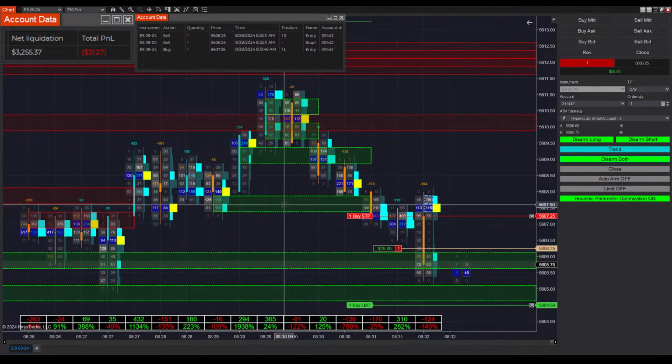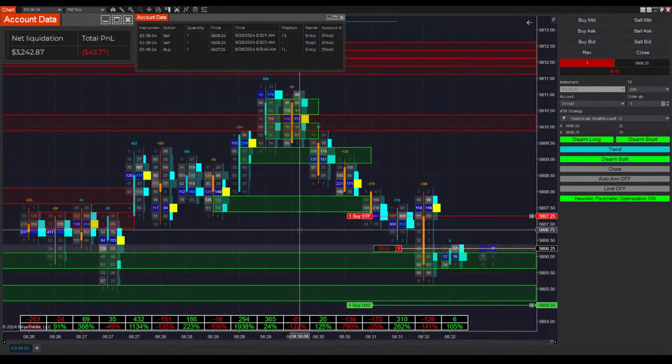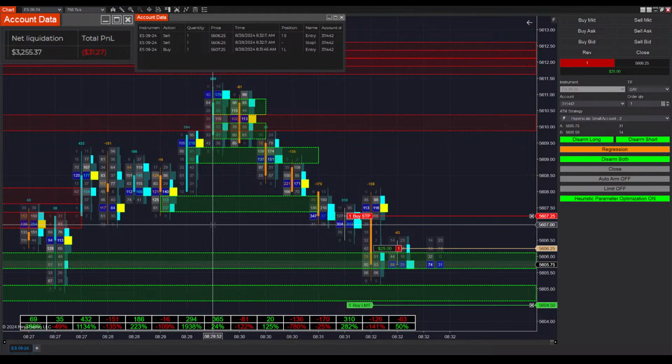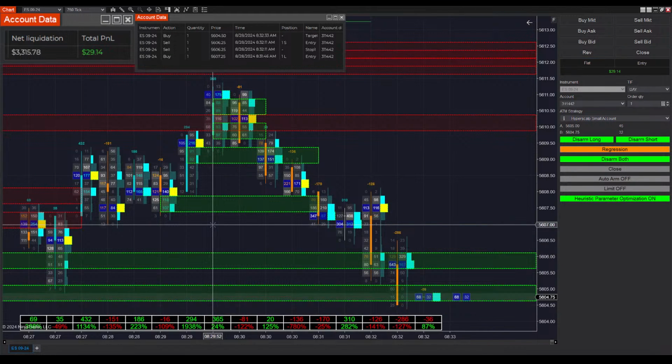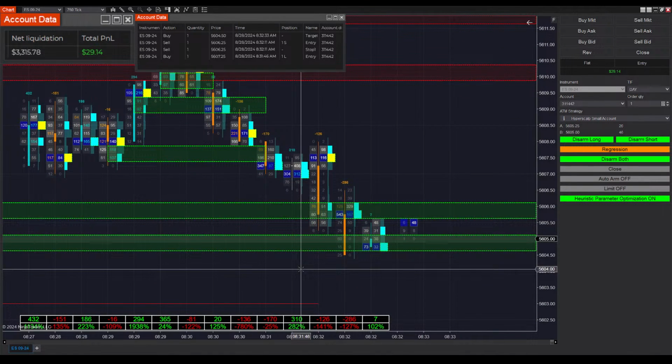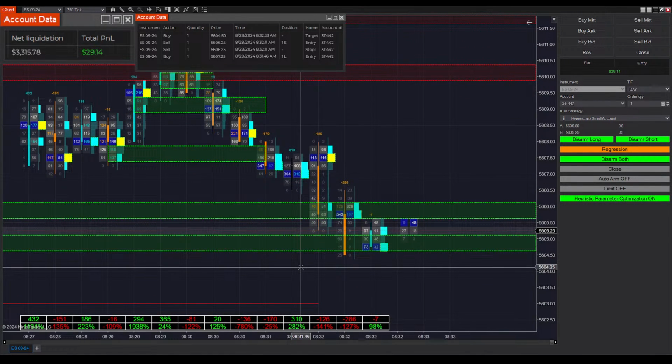Just got put into another trade. We lost our first one, unfortunately. We're going to swap to regression at this point. Ended up winning that one. Back up to break even.